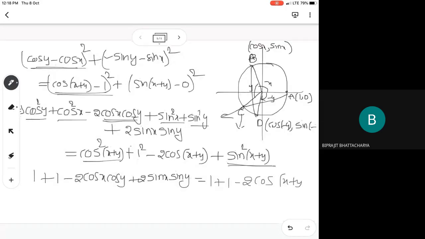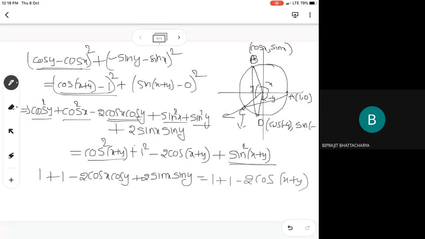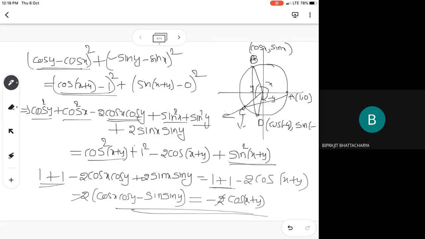So here plus 2 is there and here plus 2 is there, and you take the minus 2 common here. So you are going to get cos X cos Y minus sin X sin Y, which is equal to minus 2 of cos (X plus Y). So minus 2 and minus 2 will get cancelled. So we are going to get cos (X plus Y) is equal to cos X cos Y minus sin X sin Y.